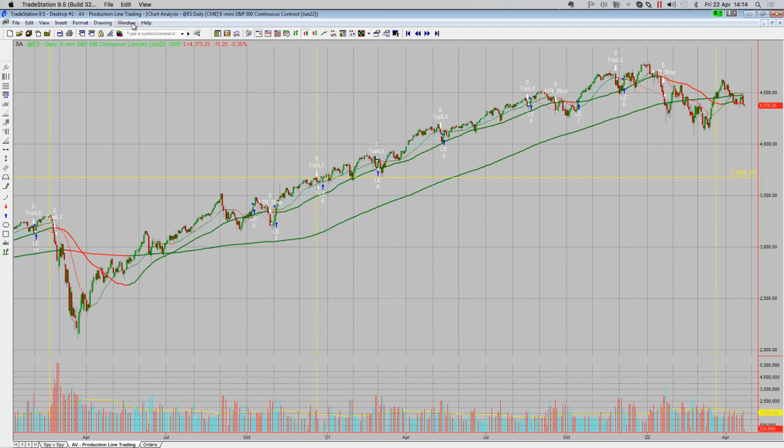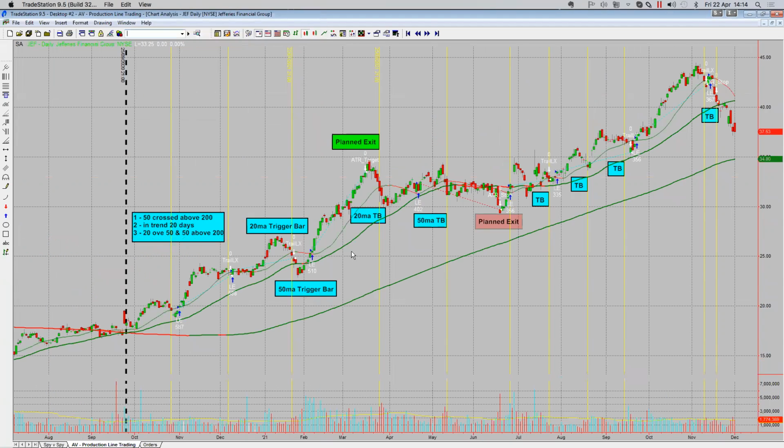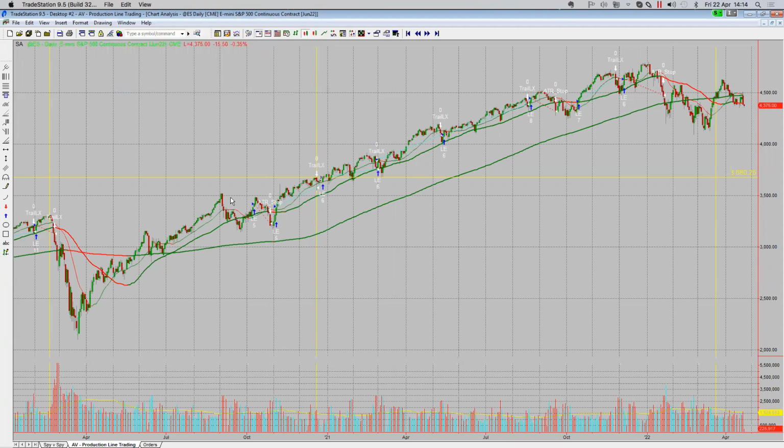In fact, let me just go to, where's the chart? Let's do Jeffries. There we go. So what it allows you to do is to, in fact, that's the wrong one. Bear with me. I thought I was being clever, but clearly I wasn't. So there we go. That's the one I wanted.